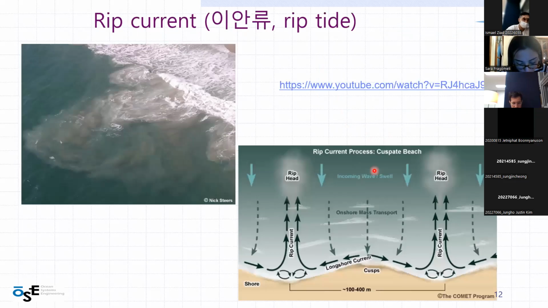A rip current is a kind of water current that can occur near beaches with breaking waves. It is a strong, localized, and narrow current of water which moves directly away from the shore. This video shows a rip current.